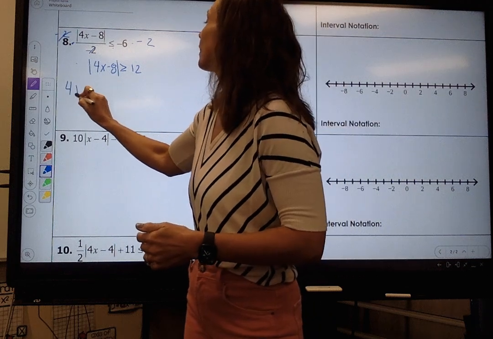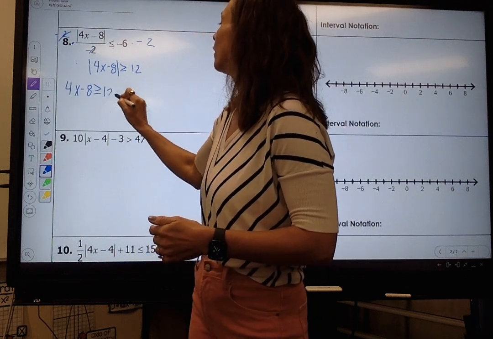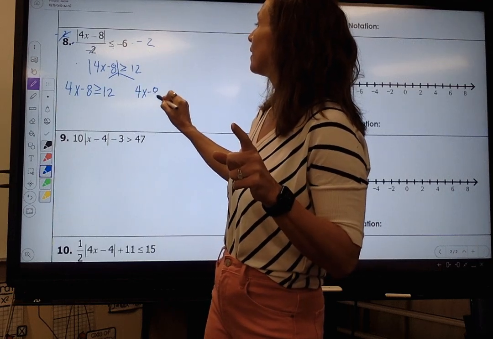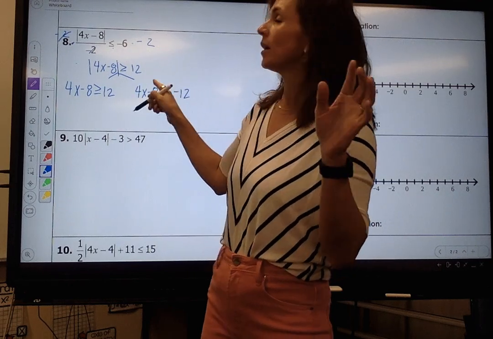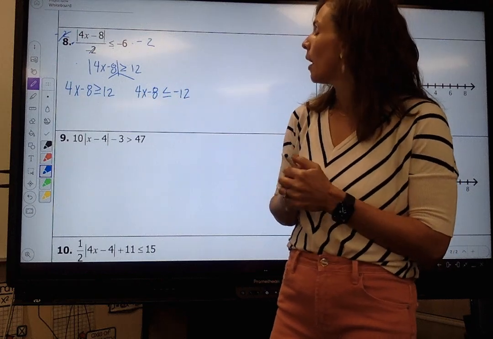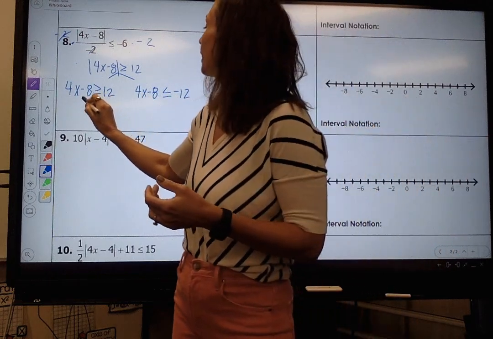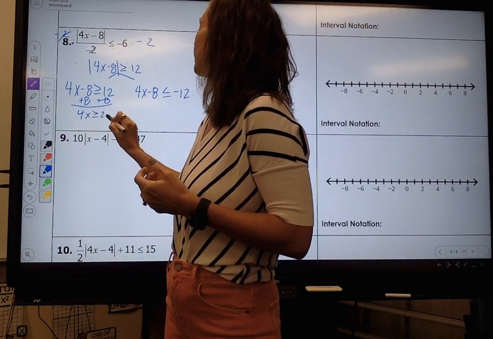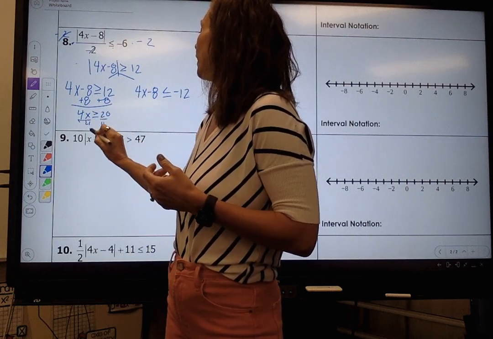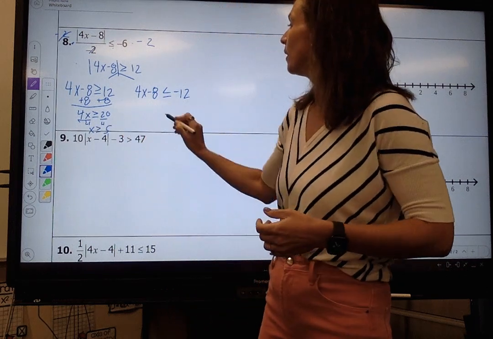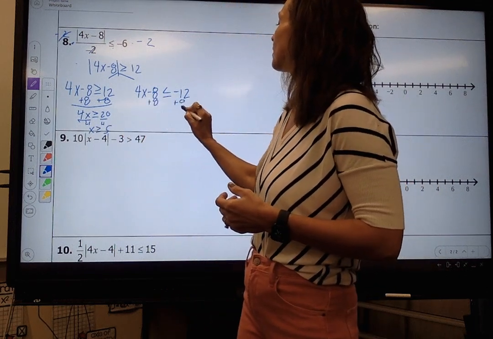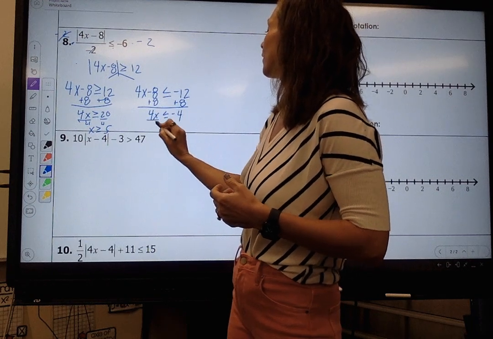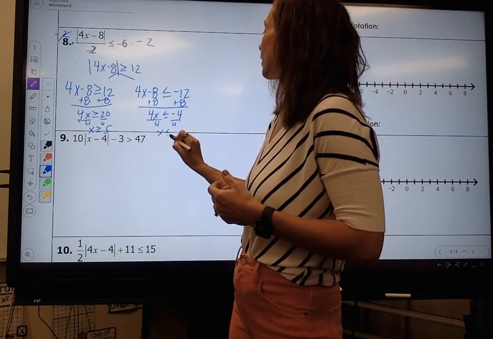I'm going to keep it. 4x minus 8 is greater than or equal to 12. And then I'm going to keep what's inside, switch. Keep it, switch. All right. And then, of course, I solve. I add 8 to both sides. 4x is greater than or equal to 20. Divide by 4. X is greater than or equal to 5. Over here, I'm going to add 8 to both sides. 4x is less than or equal to -4. Divide by 4. X is less than or equal to -1.